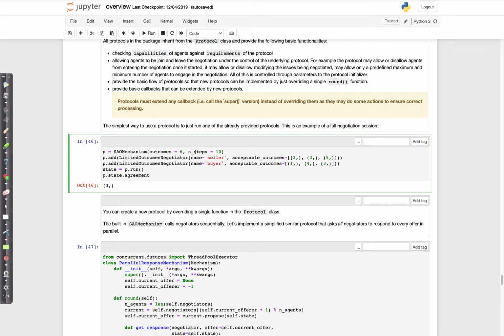A round is called a step in NegMAS. It's called a round in Genius. And you can also give a time limit, like how many minutes this negotiation will run for. Then you add negotiators to the mechanism.